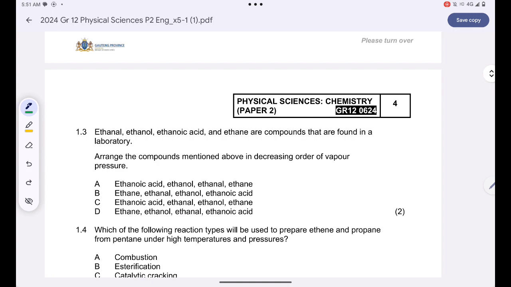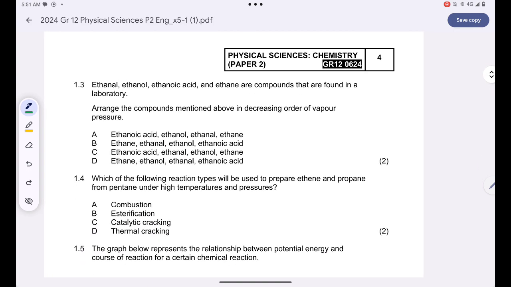Okay. And then we are told that ethanol, ethanoic acid, and ethane are compounds that are found in a laboratory. Arrange these compounds mentioned above in decreasing order of vapor pressure. In decreasing order of vapor pressure. Okay.